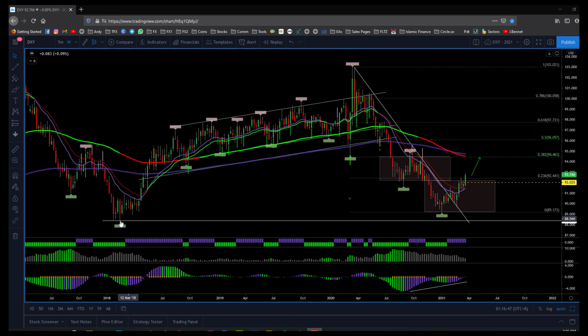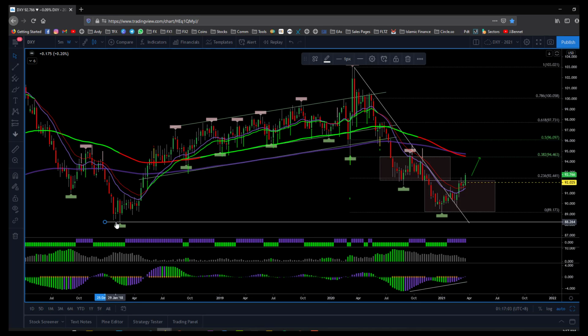All right, if you can see, on the 5th of February 2018, this is the low, and the current low that we have is actually quite near the low of 2018. However, it has not really tested the actual lows of 2018, which is around the 88.264 zone, right?